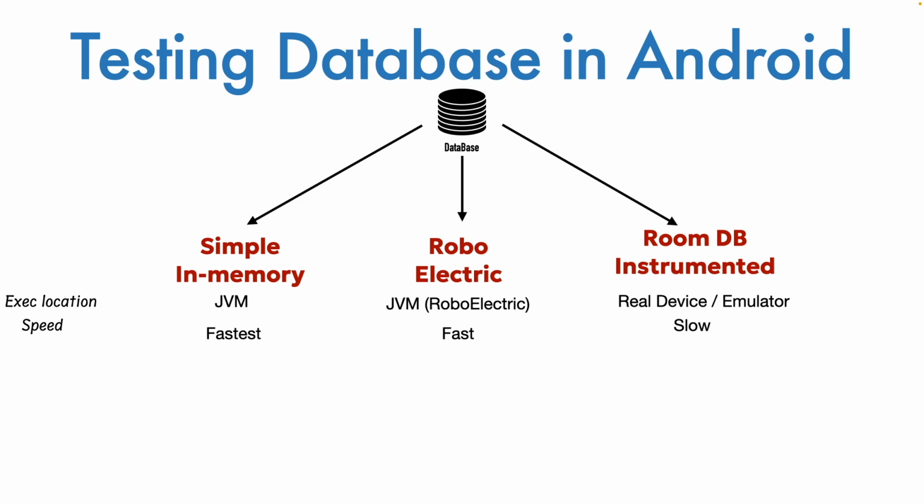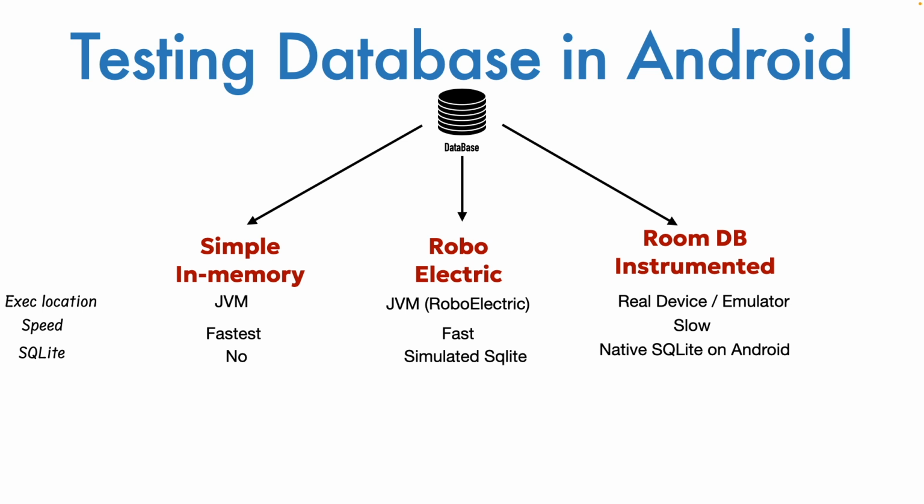And what are you really testing? Are you testing SQLite? In case of simple in-memory, you are not. You are not really testing SQLite itself. You are simulating it. In case of Robolectric, the framework simulates SQLite to the maximum extent, so it is slightly better than the simple in-memory. And in case of RoomDB instrumented, it is proper native SQLite that you would have on the Android device. That's what you are actually testing.